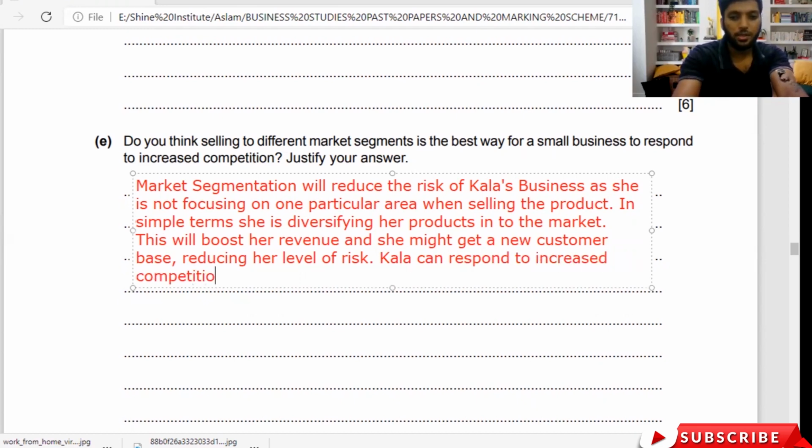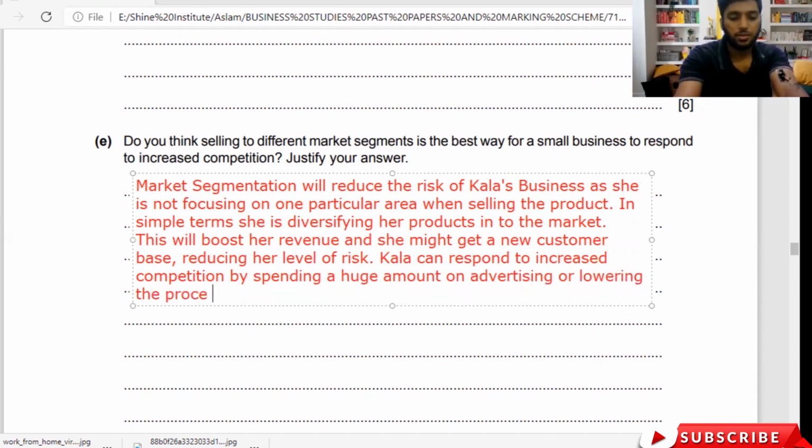by spending a huge amount on advertisement or lowering the price to attract the sales.